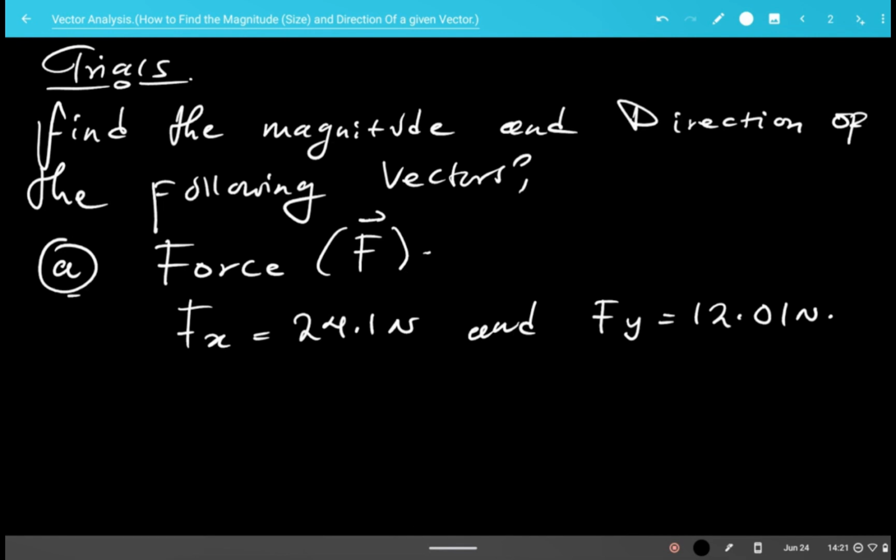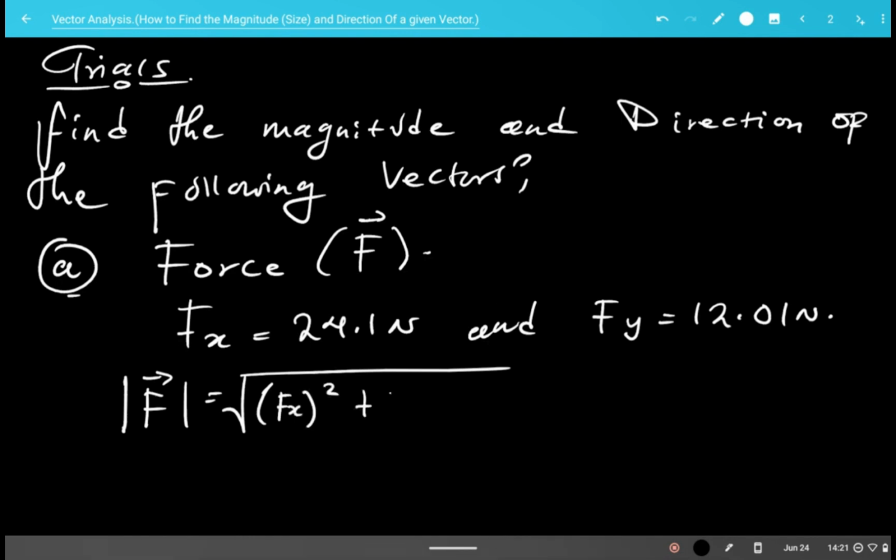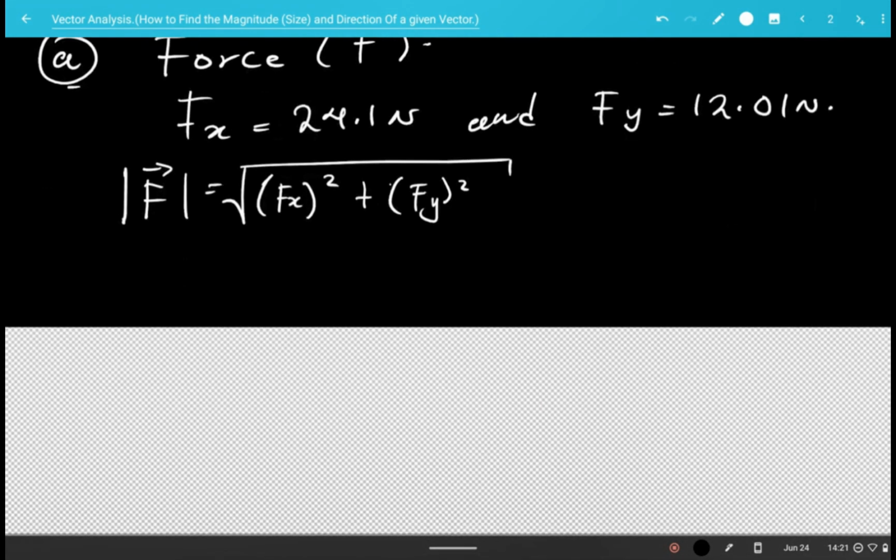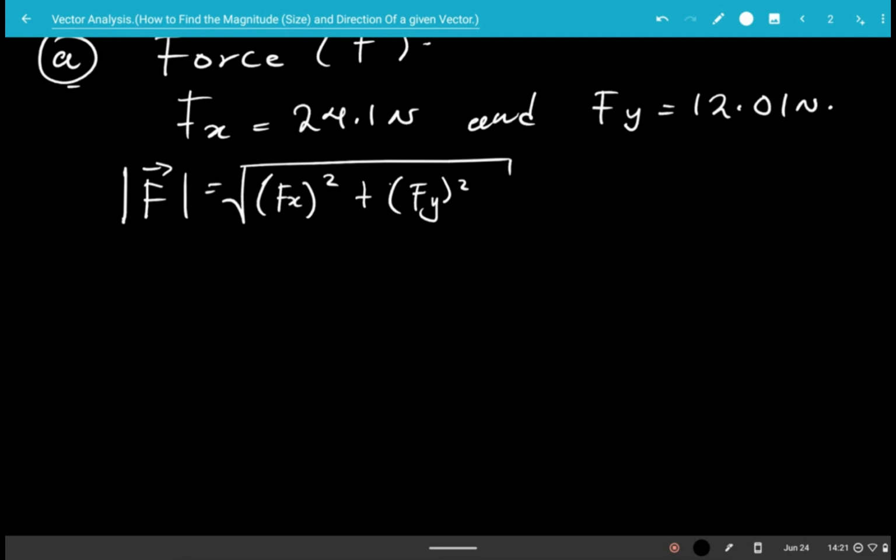Now, in order for us to find the magnitude, what we have to do is to use the formula for the magnitude. So the magnitude of the first vector is equal to the root of the x component squared plus the y component squared. So the magnitude of any vector is equivalent to the root of its x component squared plus its y component squared.